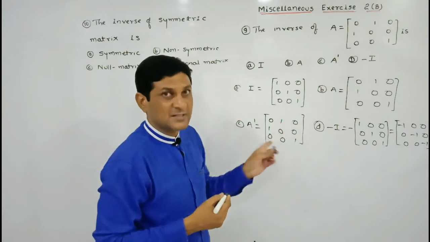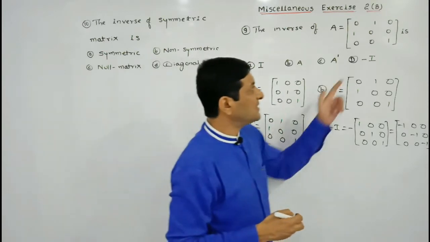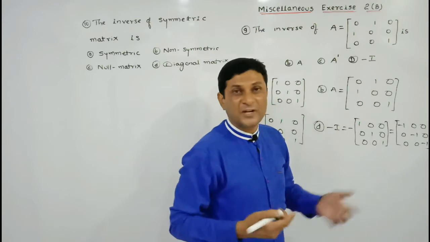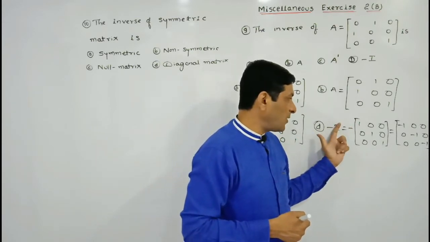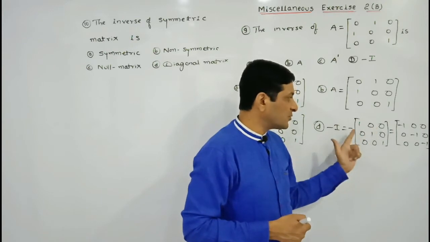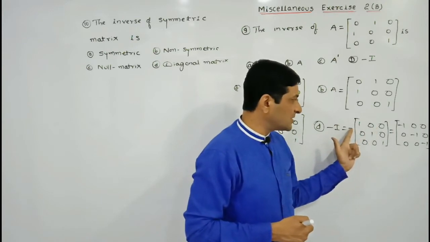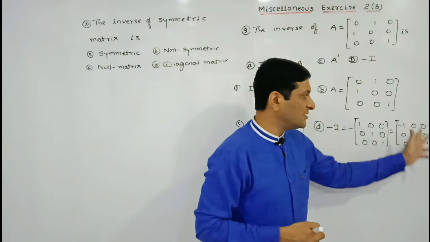Symmetric, because here this condition is satisfying. And lastly, minus I. Let us try to find out the elements of minus I. Minus, keep it as it is. We already know the elements of the identity matrix, so we are multiplying all the elements of this identity matrix by minus, so we will get this new matrix.